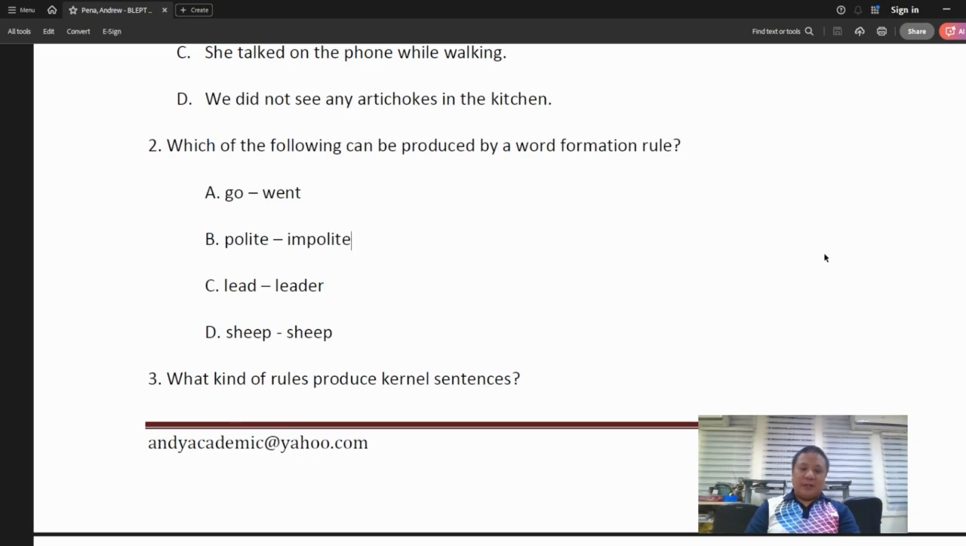When you add -er it becomes a noun. So it's produced by a word formation rule. The answer is C. Lead, leader.